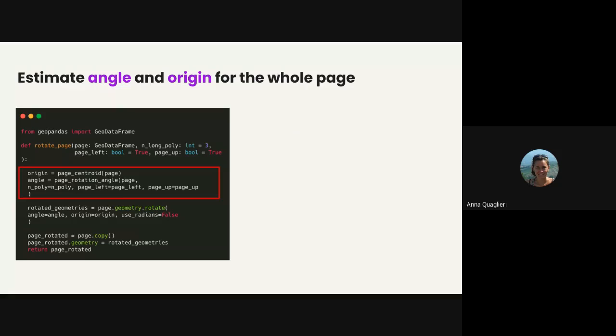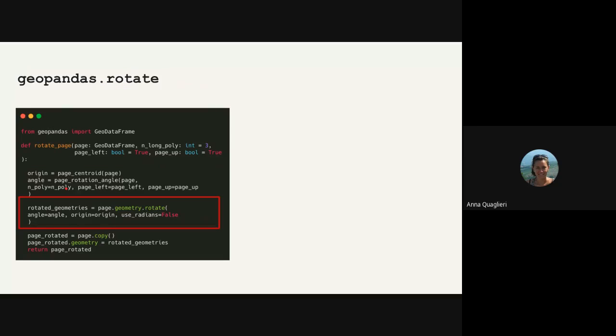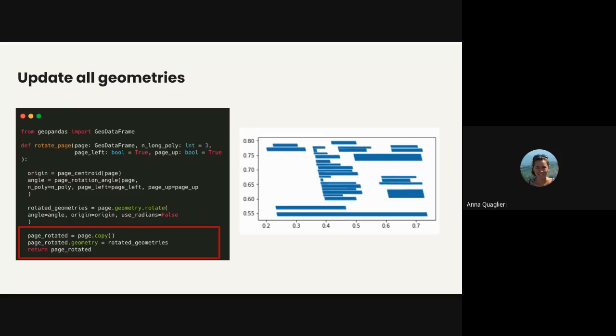a GeoDataFrame. By default, I'm using the 3 longest polygons. And I'm assuming by default that the page is tilted to the left and the page is up. I'm computing the origin as the page centroid and the angle in the way that I was mentioning before. Then we can use the rotate function to rotate all the polygons, and finally we can find the rotated version of our page.